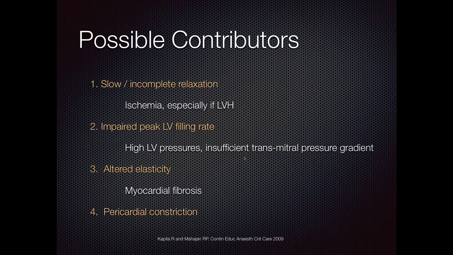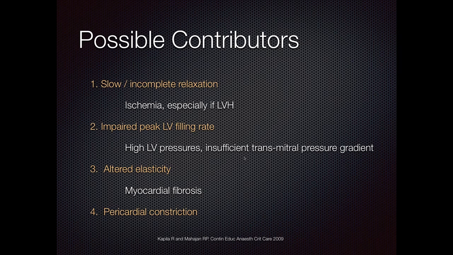First off, lots of things can cause this. Either because the left ventricle's relaxation is slow or incomplete, and we can see this in ischemia, especially in LVH, when it's harder to relax all that muscle. We can also see this if the left ventricle pressures are high or if there's just insufficient transmitral pressure gradient. Alternatively, you can see this when the ventricle's elasticity is damaged, such as in fibrosis or infiltrative heart diseases. And lastly, we can see this in pericardial constriction, such as constrictive pericarditis.